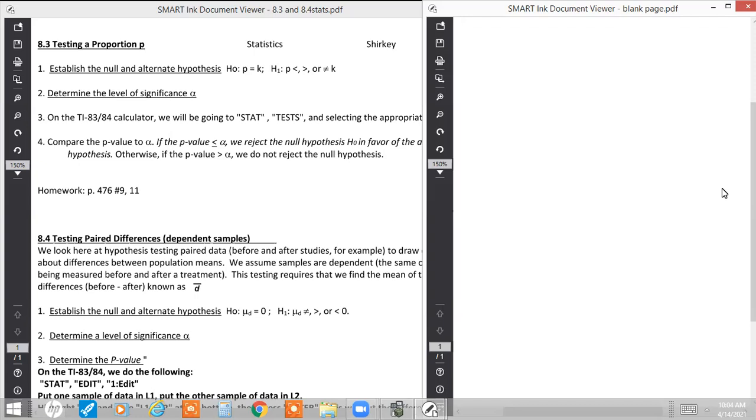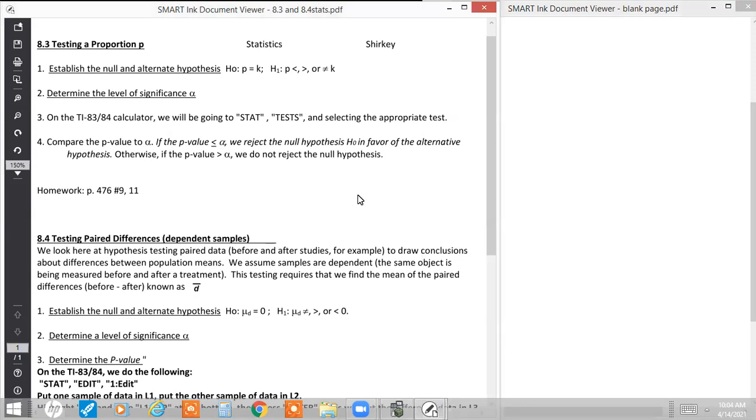So we are in chapter 8 now, section 8.3. Back in chapter 7, we did a confidence interval for a proportion. So here in 8.3, we're doing a hypothesis test for a proportion. And so the first thing you do, you establish your null and alternate hypothesis.